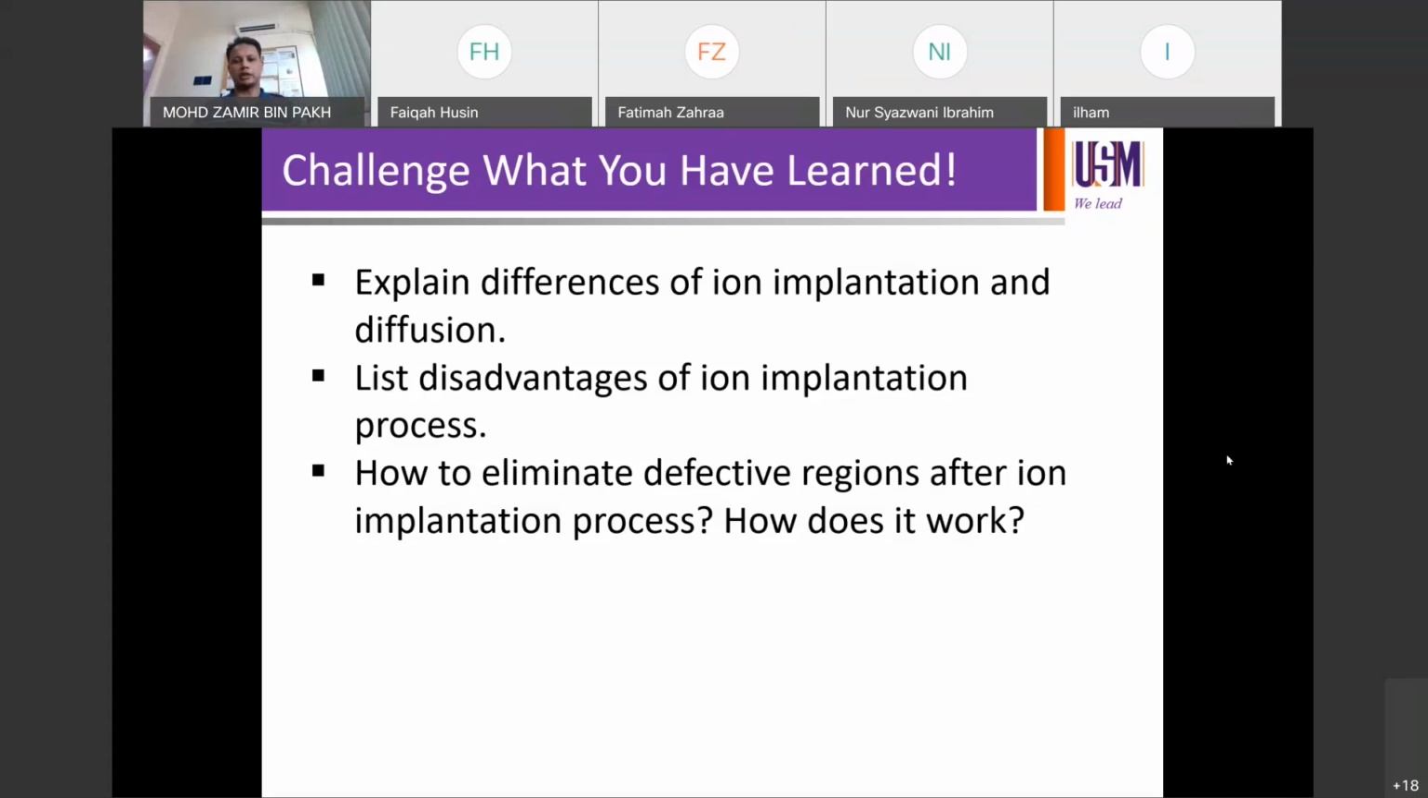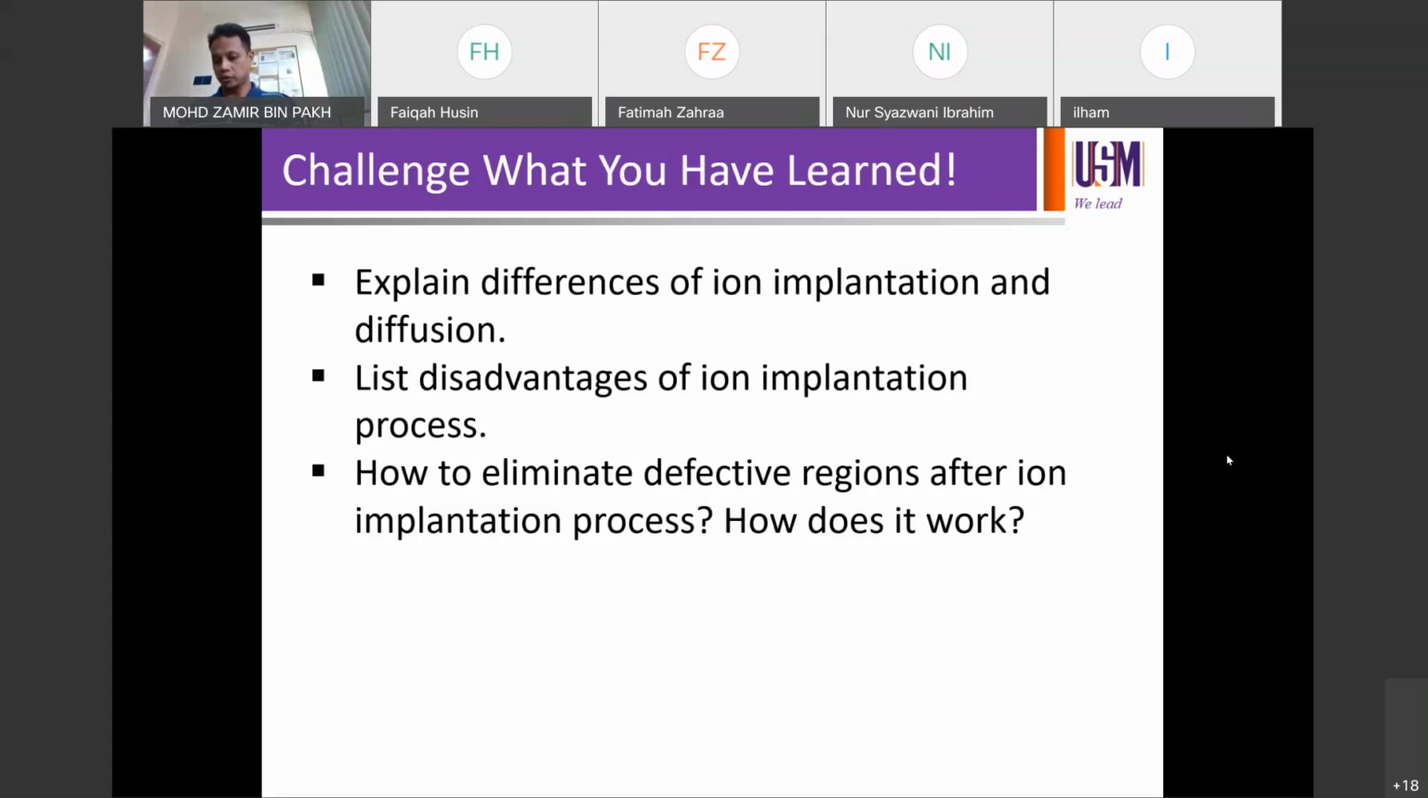Ilham, apa lagi, beza? Ion implantation and diffusion process. Fazira, okay, Amira, diffusion, high temperature. Ion implantation, yes, doesn't need high temperature. Right, Fazira, diffusion, isotropic. Yep, good. Ion implantation, anisotropic. Lagi? Apa lagi?